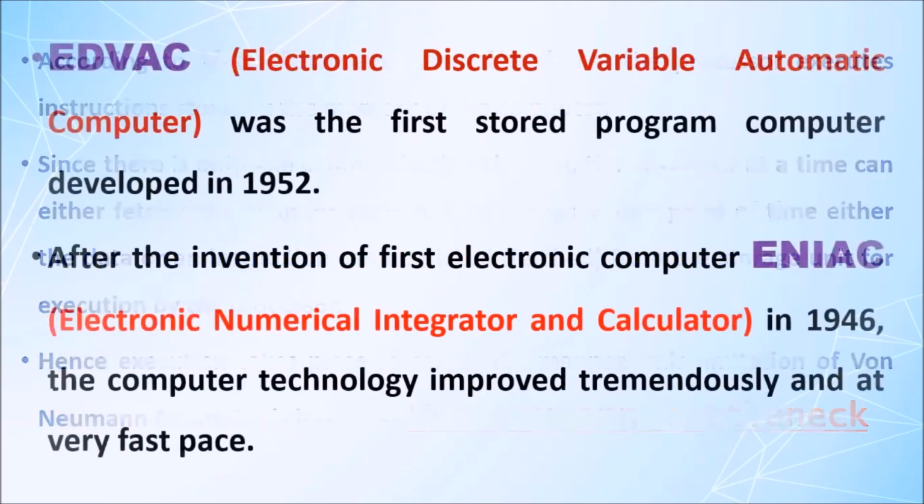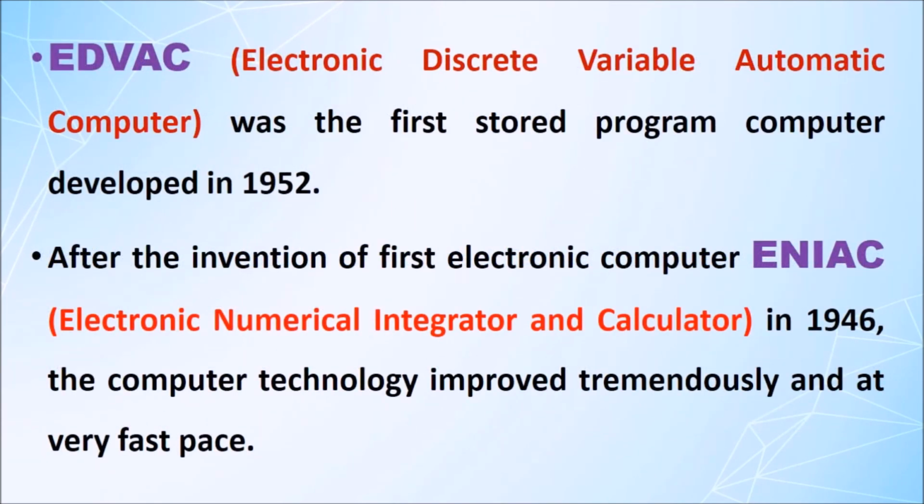So my children, let's move further. EDVAC, which stands for Electronic Discrete Variable Automatic Computer, was the first stored program computer, developed in 1952. After the invention of the first electronic computer, ENIAC, Electronic Numerical Integrator and Calculator, in 1946, computer technology improved tremendously and at a very fast pace.